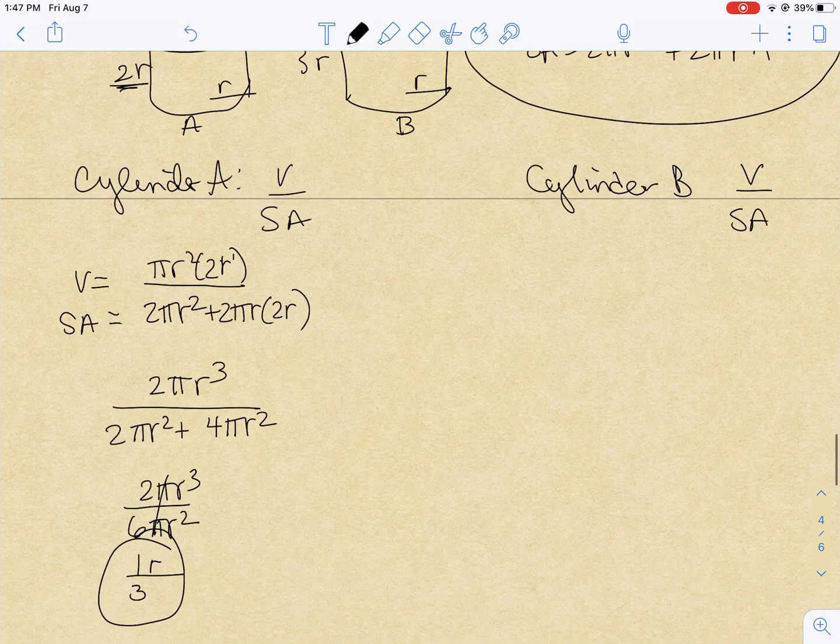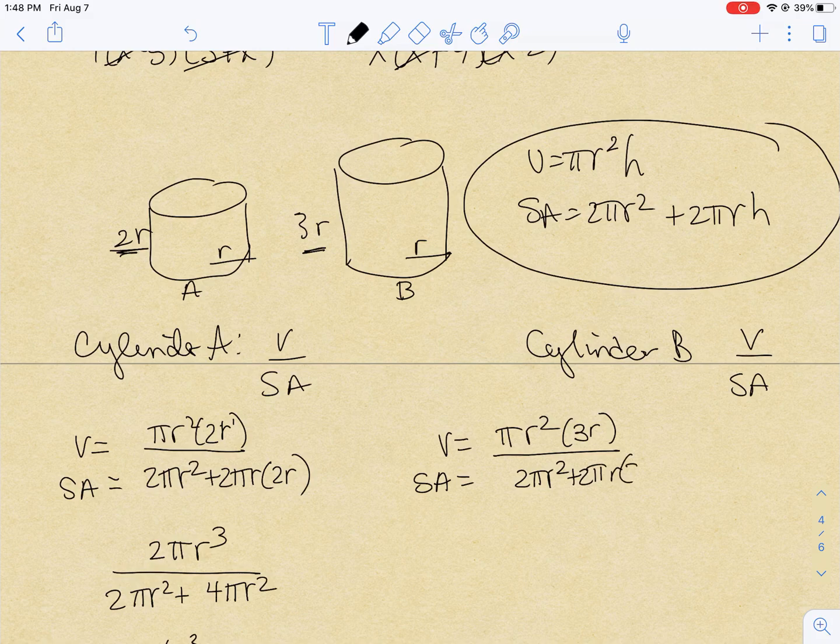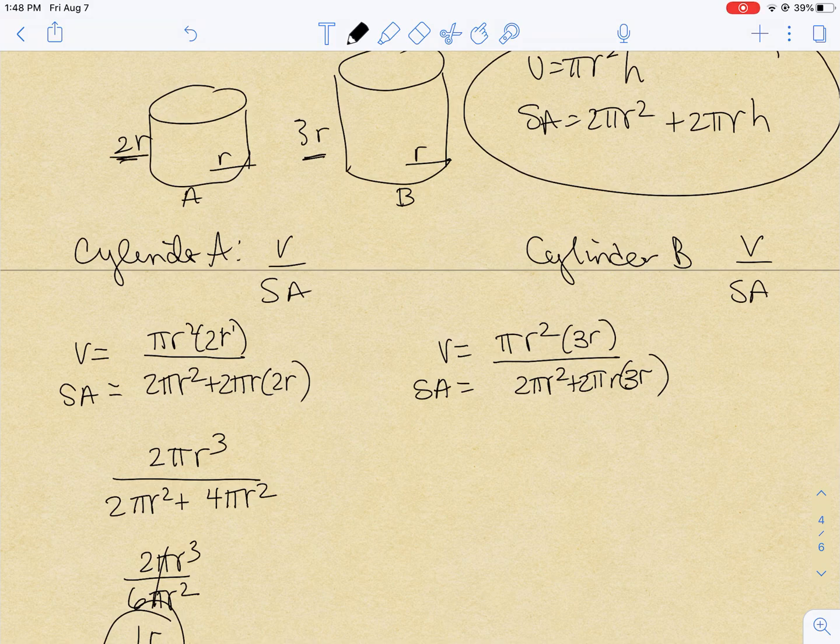Okay, so let's go through that same process for cylinder B. So cylinder B's volume would be pi r squared. This time the height is 3 times the radius, so they've made cylinder B taller. And then we'll put surface area on the bottom, so 2 pi r squared plus 2 pi r, and again substitute in that height. And we are going to simplify just like we did on cylinder A.